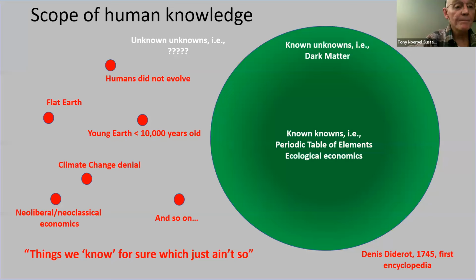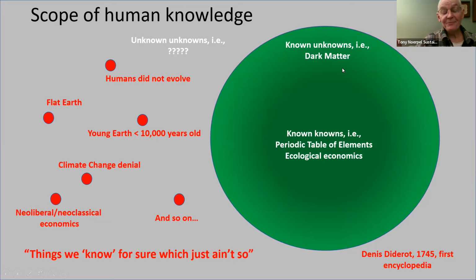So following Donald Rumsfeld, this is the scope of human knowledge. Interesting side note, Denis Diderot in 1745 published the first encyclopedia. He edited it for approximately 30 years. And he had contacts all over academic Europe, and he was able to get a lot of experts to write on different topics. And it was 17 volumes. And at the time, you could think of 17 volumes as being big enough to capture, in some sense, everything we know. And of course, you can't do that today. But the internet does, so you can find anything you want.